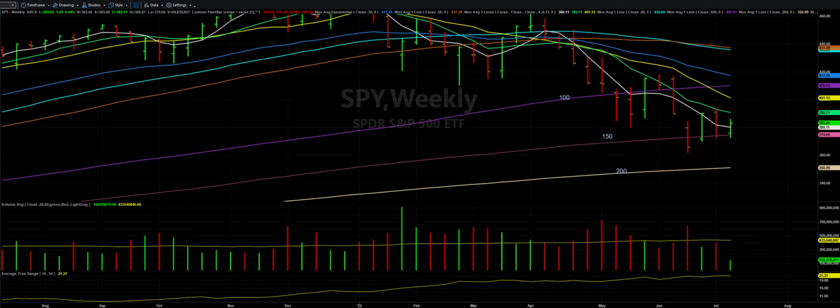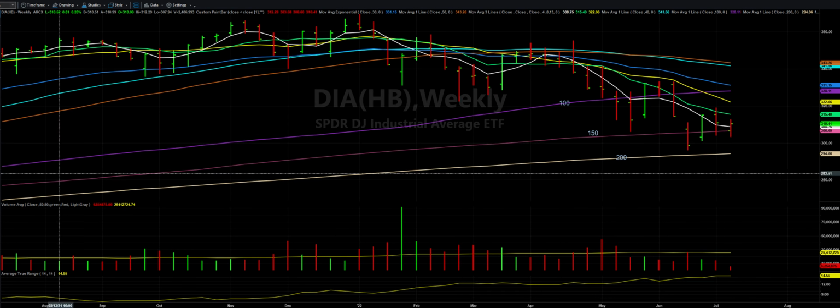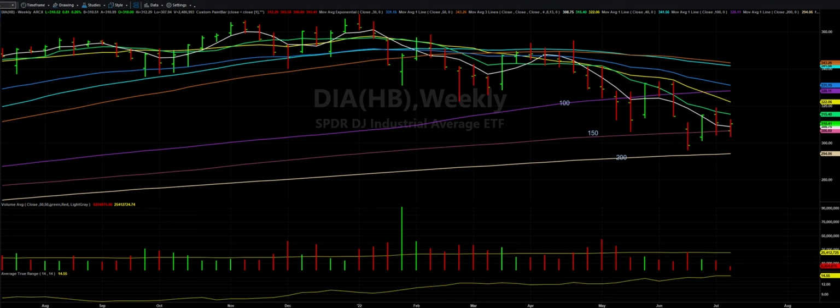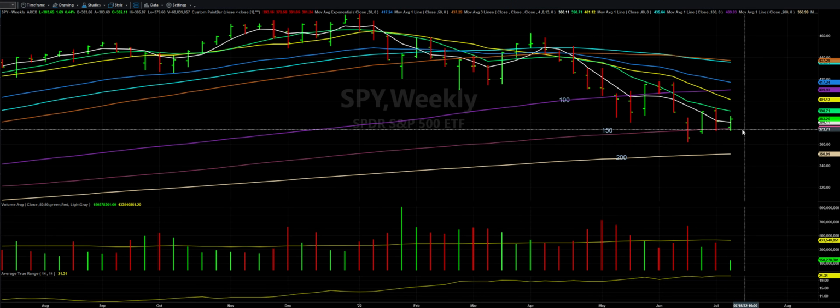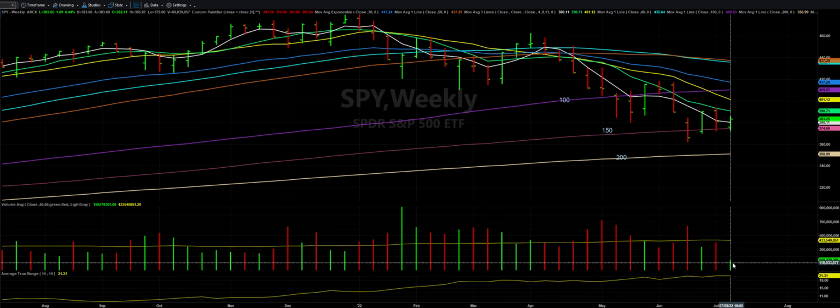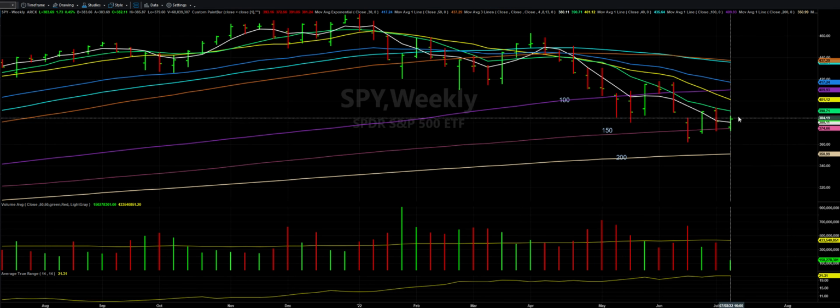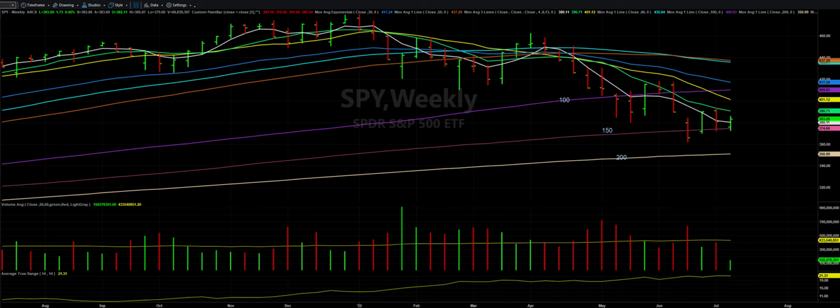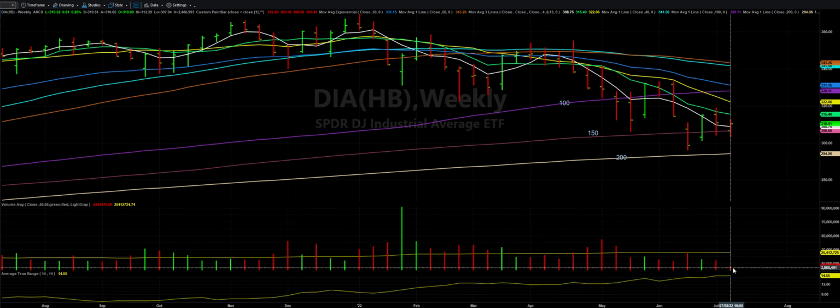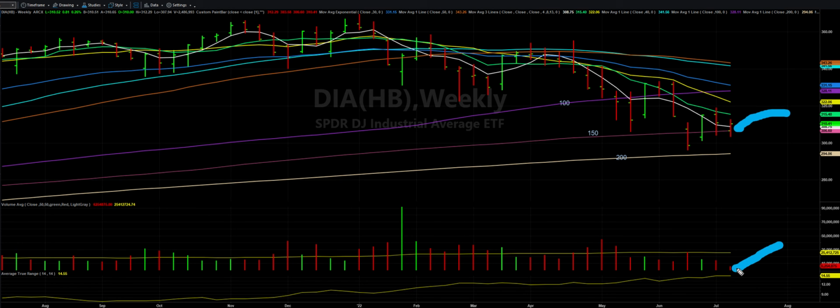Okay, look at the DIA. See that 150-week moving average? We found support for the DIA at the 150-week moving average. Now, we only got 2 more days of trading left on the SPY, Thursday and Friday. That volume is mighty low. So if it is to be an accumulation week, we need to see that volume start coming in. And it looks kind of similar on the DIA. You see how low that volume is for this week? This weekly bar is still forming, right? But look how low the volume is right now. We only got 2 days of trading left, so it's got a lot of work to do for that volume to start coming in.